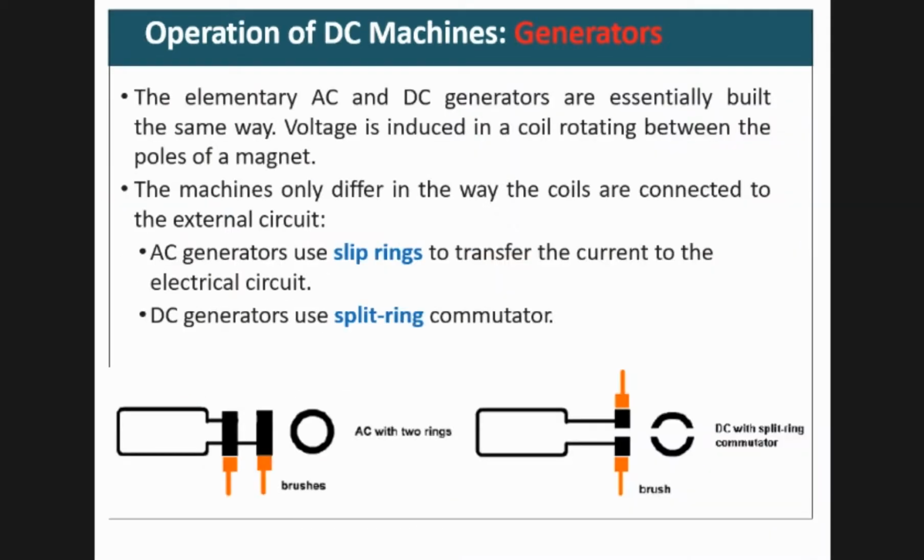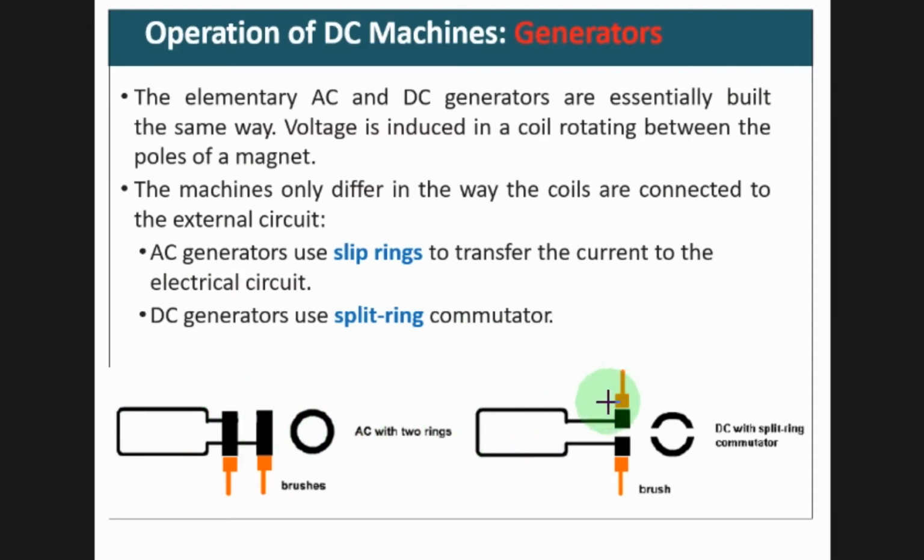So basically the generators could be AC generators or DC generators. If you want AC signal as output, then you have to connect the coils to the external circuitry or the load by using slip rings like this. Slip rings means they are complete rings, so it is continuously taking the current out, therefore it changes the direction according to the change of the direction of the induced EMF.